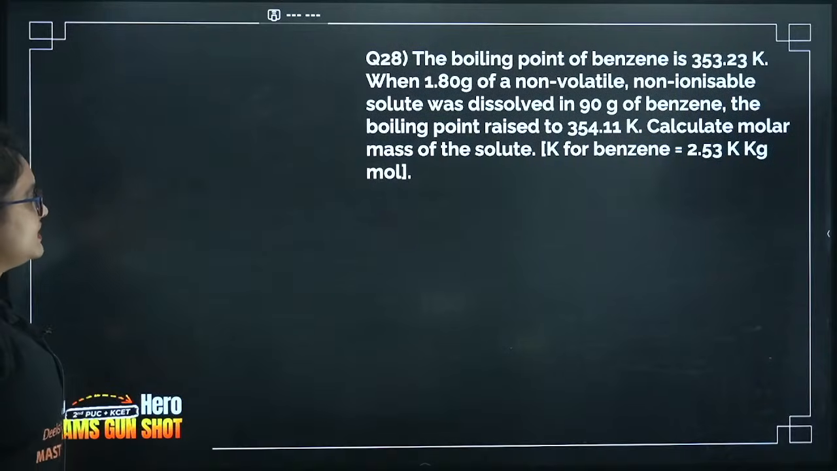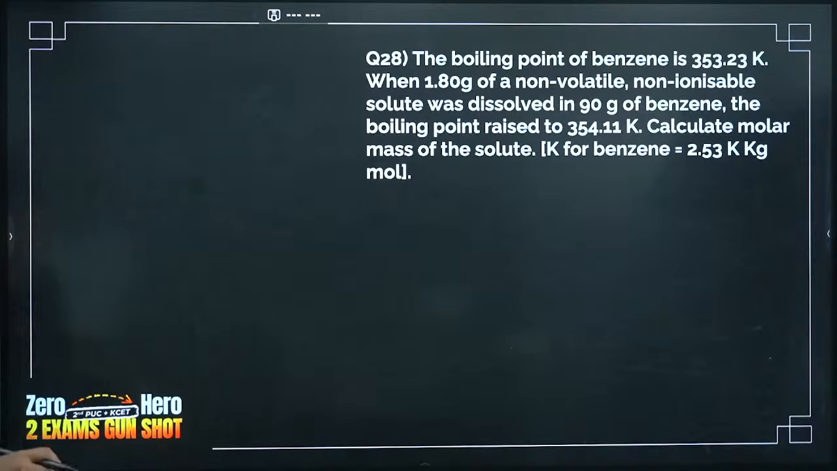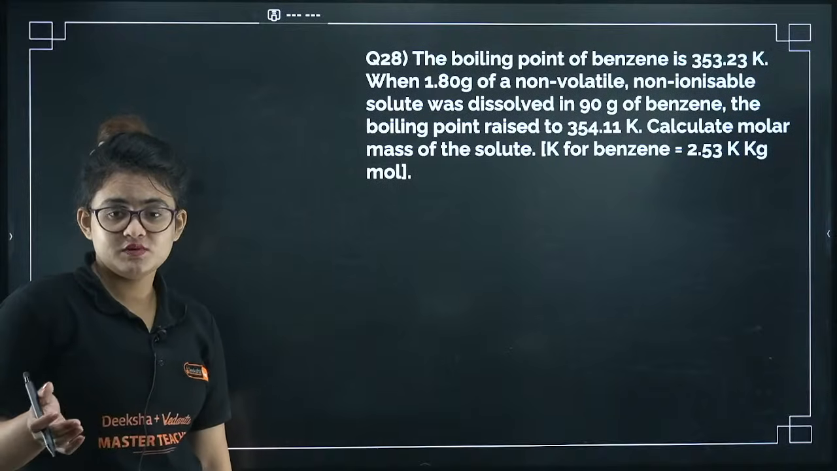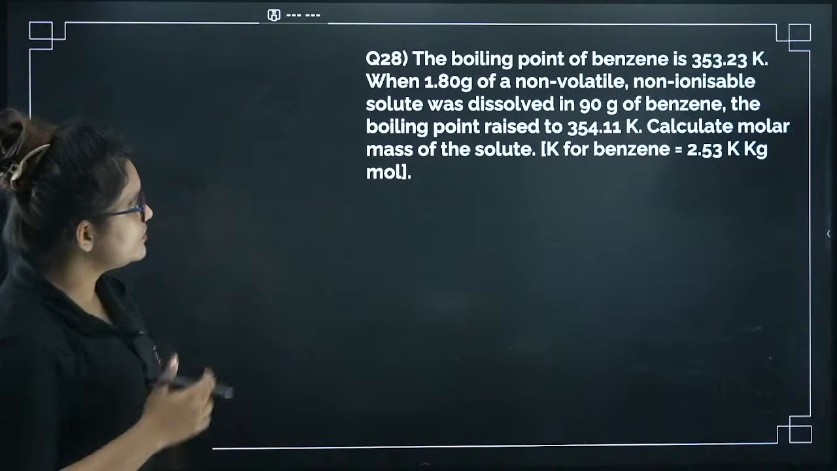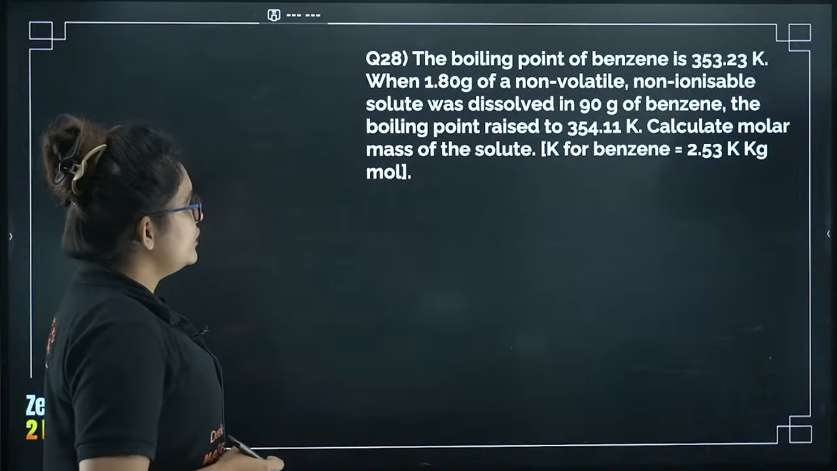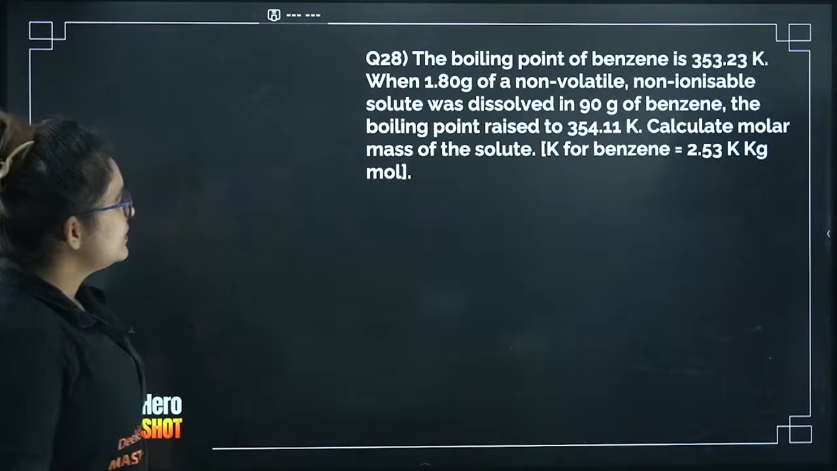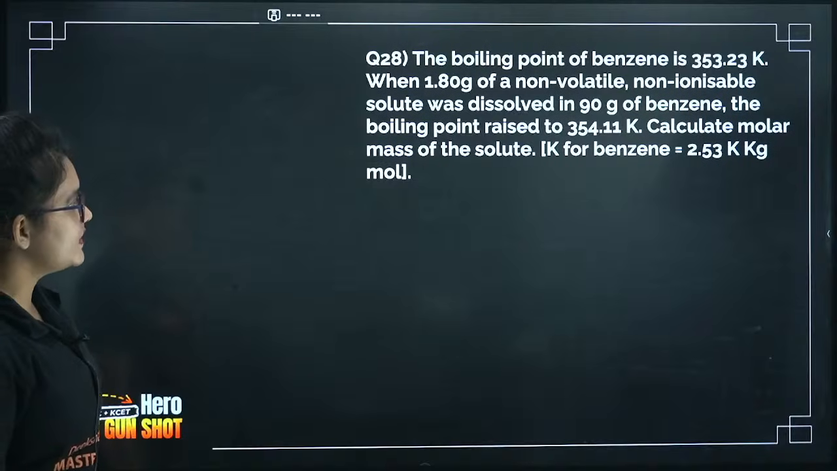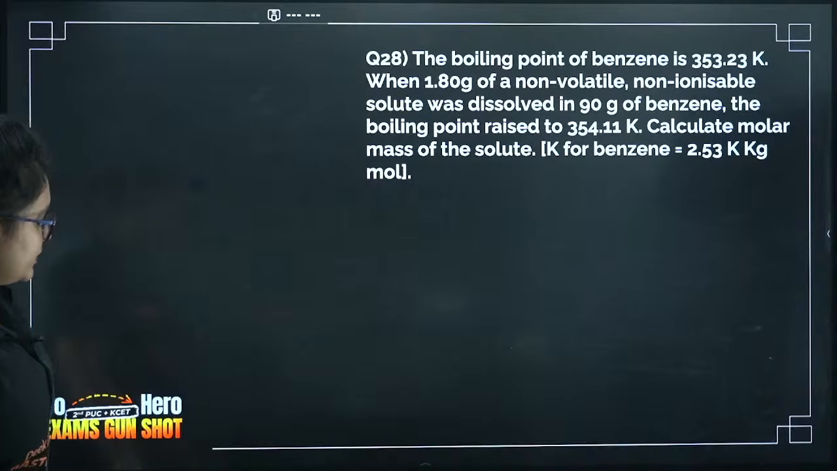Okay, so here you can see the next question. The boiling point of benzene is 353 point. See, these numericals are super duper important for your board examination. Sometimes you can see the exact same value is given. This question was probably given in your pre-board examination. The boiling point of benzene is 353.23 Kelvin. When 1.80 gram of non-volatile, non-ionizable solute was dissolved in 90 gram of benzene, the boiling point is raised by this. Calculate the molecular weight of the solute.